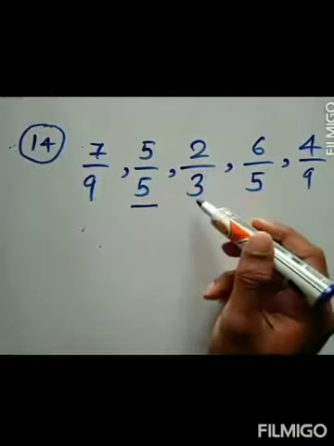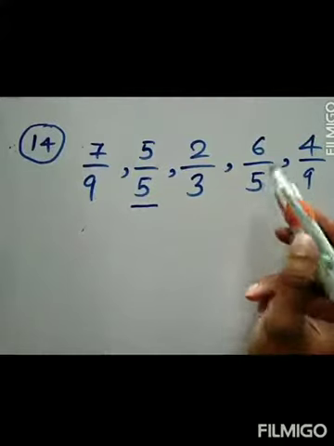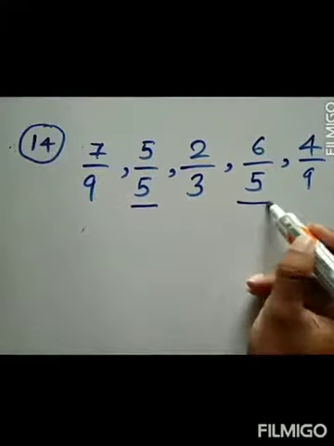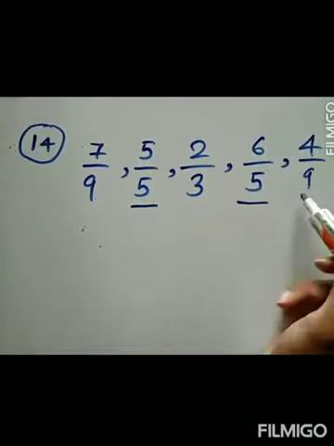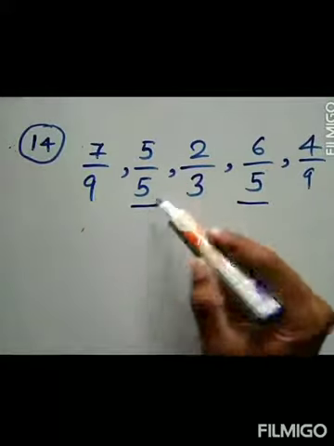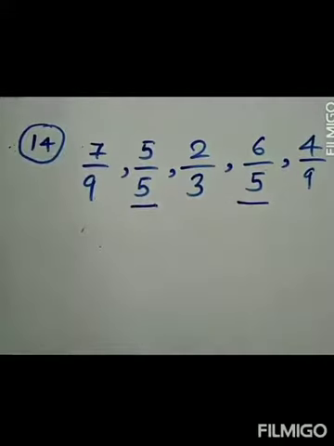2 over 3, this is a proper fraction because 2 is less than 3. Here 6 over 5, this is an improper fraction because the numerator is greater than the denominator. Then 4 over 9, it's a proper fraction because 4 is less than the denominator, 9, right? Then our 2 answers are 5 over 5 and 6 over 5. You have to underline only these 2.